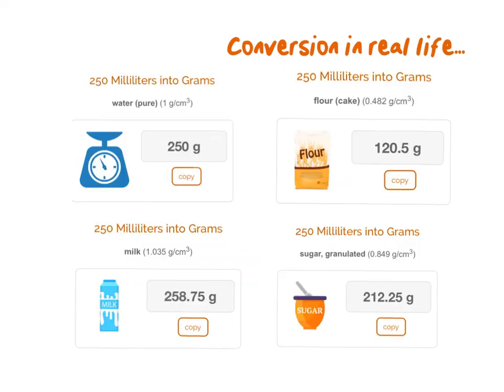Something interesting to note is that 250 milliliters of pure water is the same as 250 grams of water. So it means that those measurements of grams and milliliters are the same when it comes to water. It is, however, not the same when we look at flour or milk or even sugar. So although you would not be asked to remember these, just take this into consideration. If you go into the kitchen and you need to measure off a cup of flour, that is not 250 grams, it's 120.5 grams. And if you need to measure a cup of milk, it's actually a bit more than 250. And if you need to measure a cup of sugar, it's a little bit less than 250.